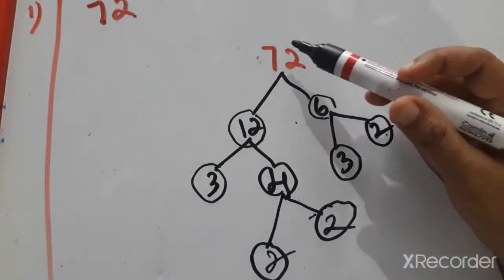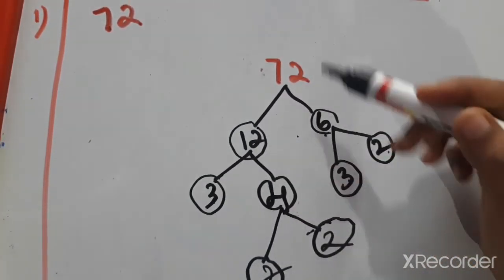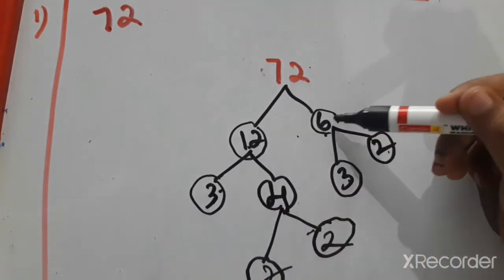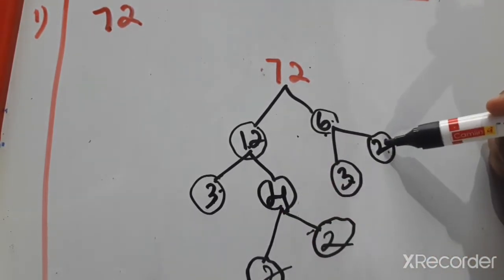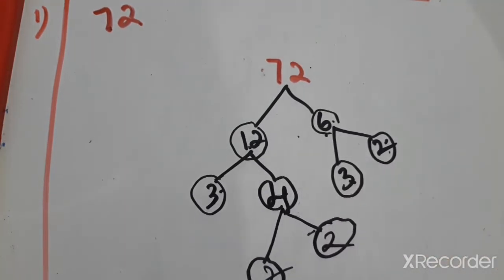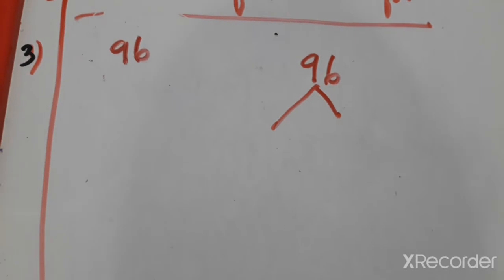Yes, 72 we split into 12 6s are 72, and again 12 is 3 4s are 12. 6 we can write 3 2s are 6, and 4 we can write 2 2s are 4. These are factors.